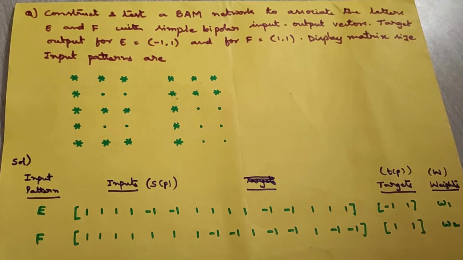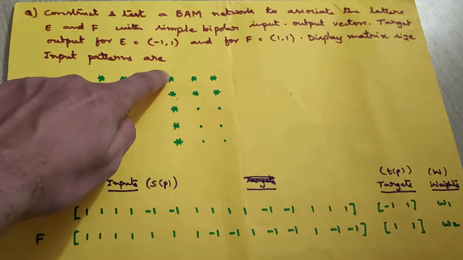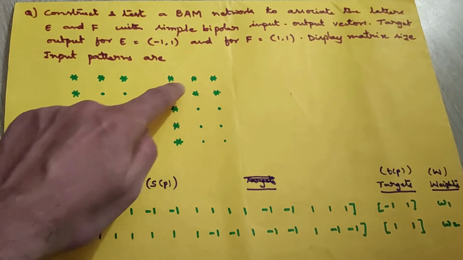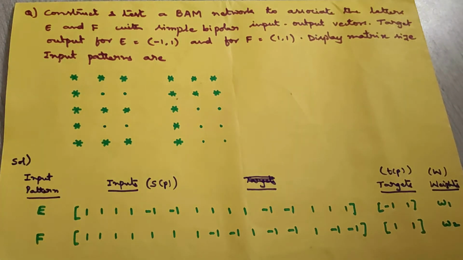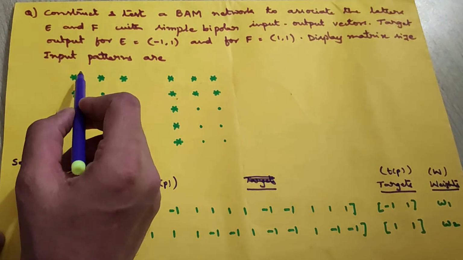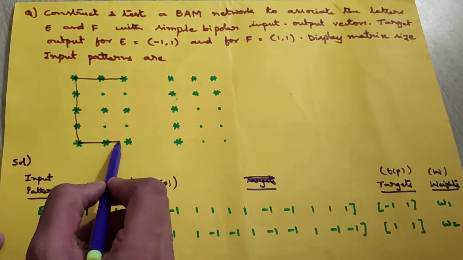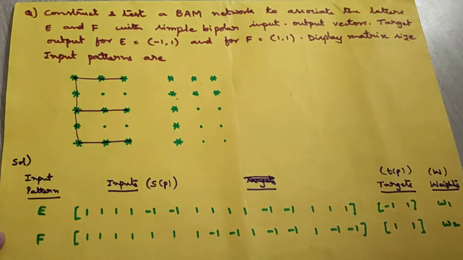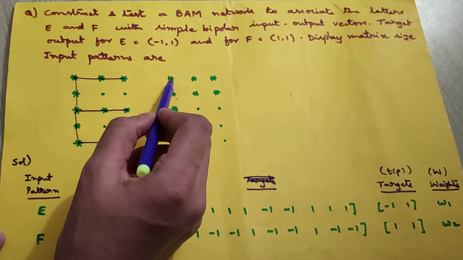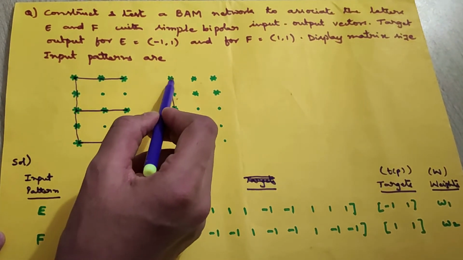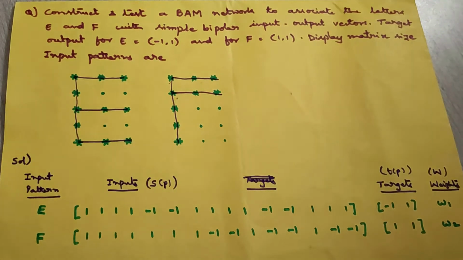And similarly for pattern F, this is pattern F, so it looks like F. So you can easily identify this. We can identify why these are pattern E and pattern F. This looks like E in English, and this looks like F. So that's why the names are like that.